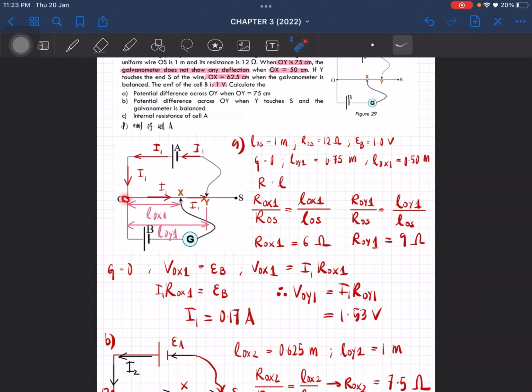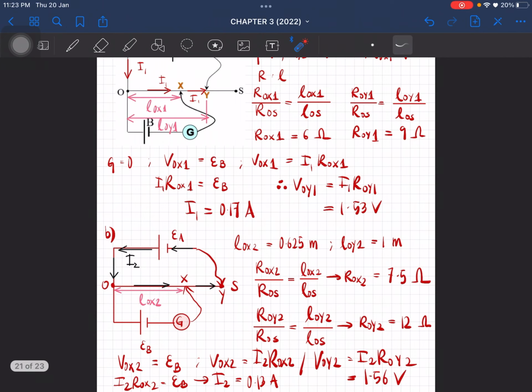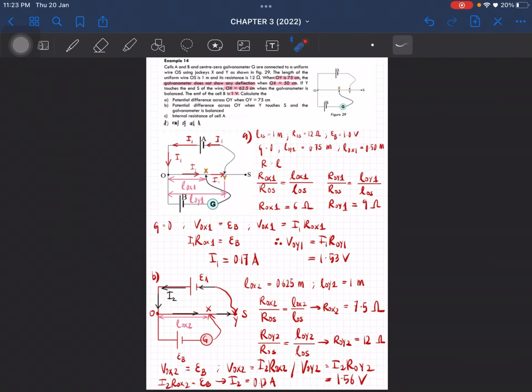Firstly is when OY is equal to 75 cm. That's why kita buat macam ni. Okay, and then after that, kita label I2 balik. Just to not be confused with the first one here. Okay, so that's why kita kira macam tu. Itu when S2 sudah berada di, Y is already at point S.